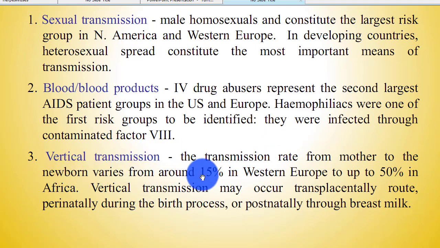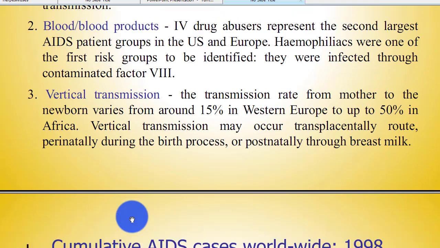Vertical transmission. The transmission rate from mother to newborn varies from around 15% in Western Europe to up to 50% in Africa. Vertical transmission may occur transplacentally, perinatally during the birth process, or postnatally through breast milk.